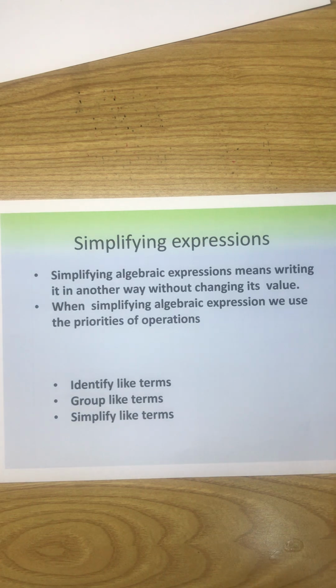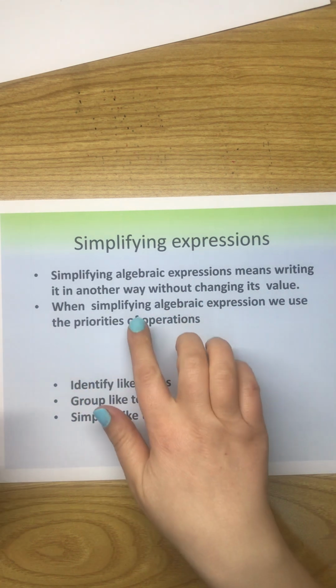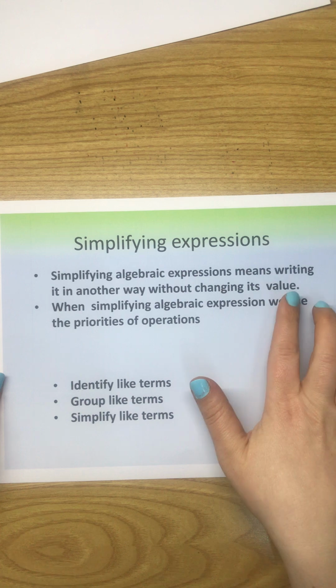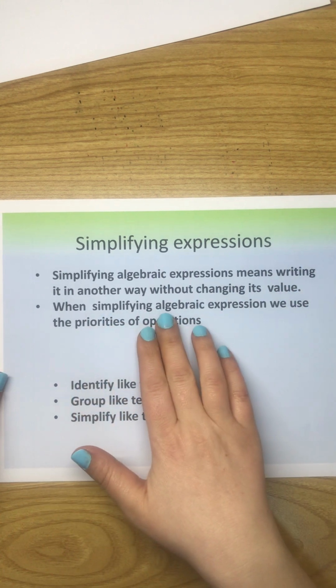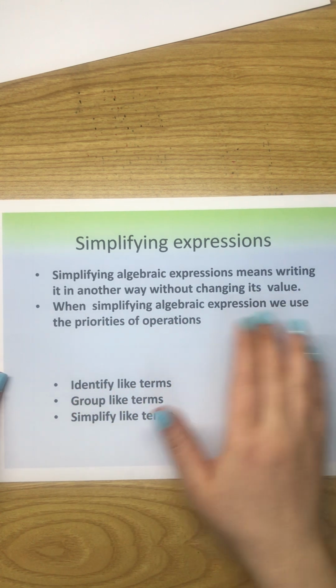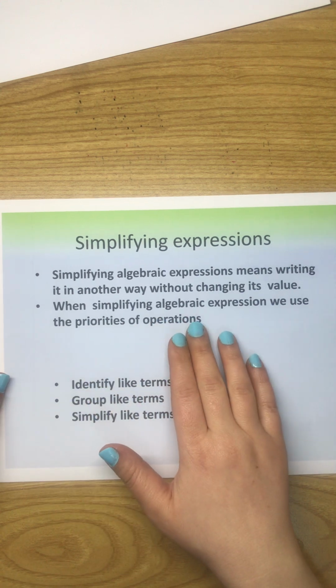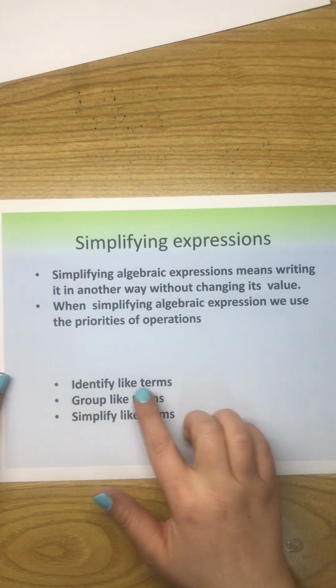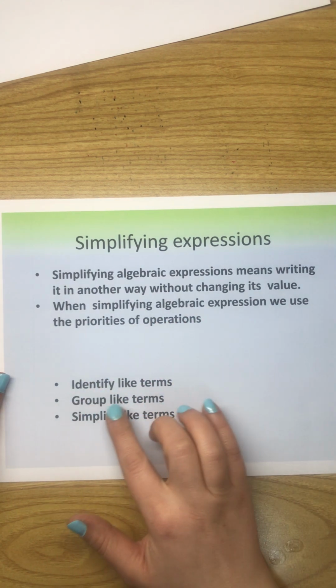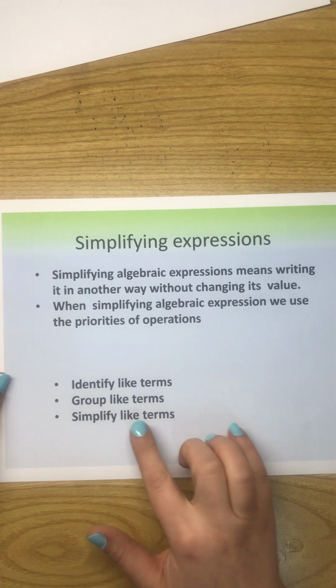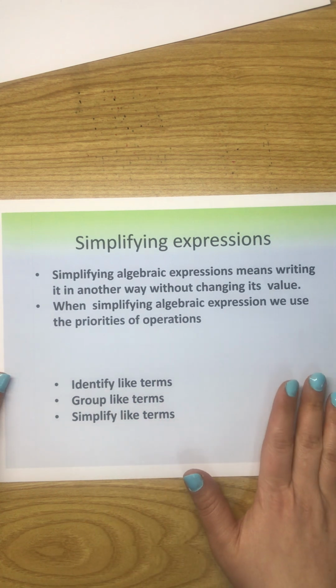Simplifying expressions. Simplifying algebraic expressions means writing them in another way without changing their value. When simplifying an algebraic expression, we use the priorities of operations, identify like terms, group like terms, and simplify the terms.